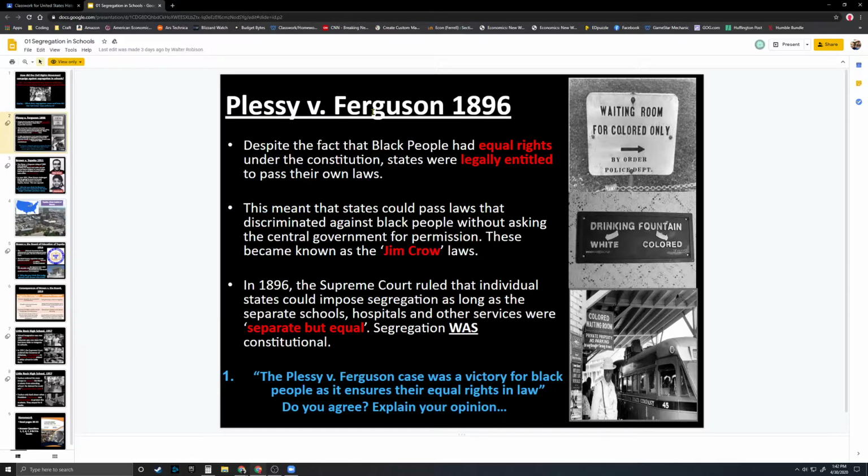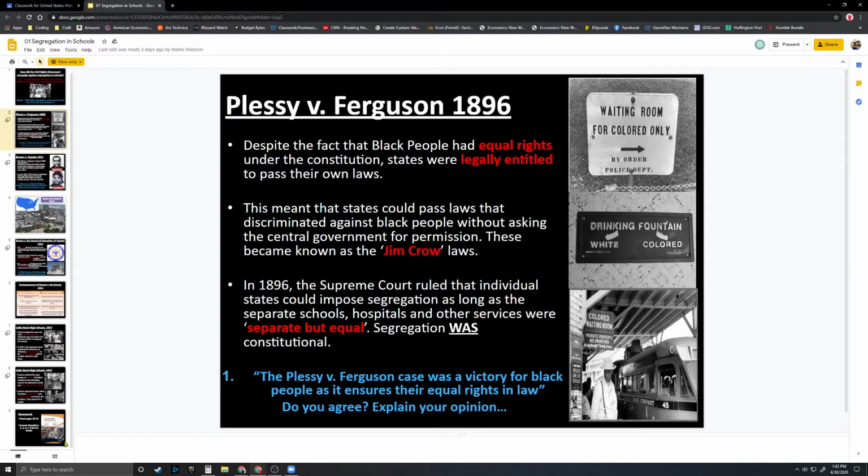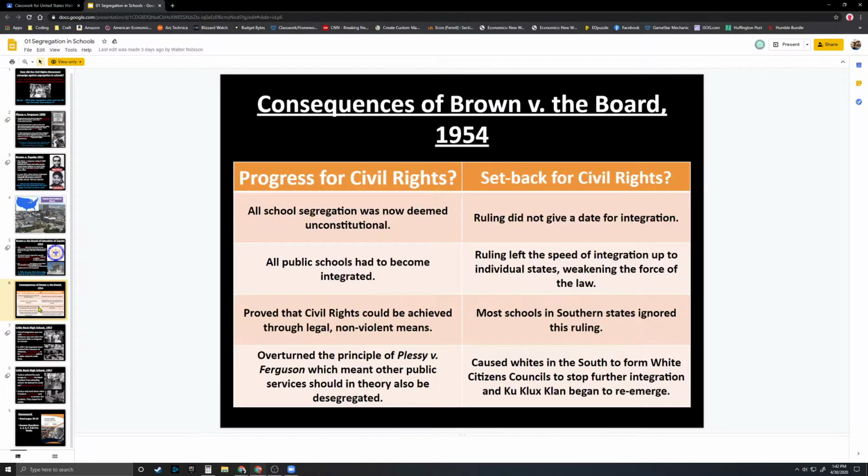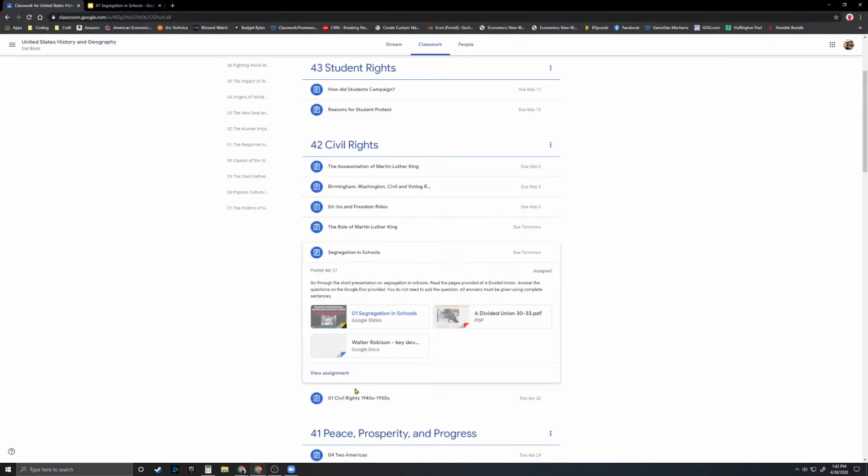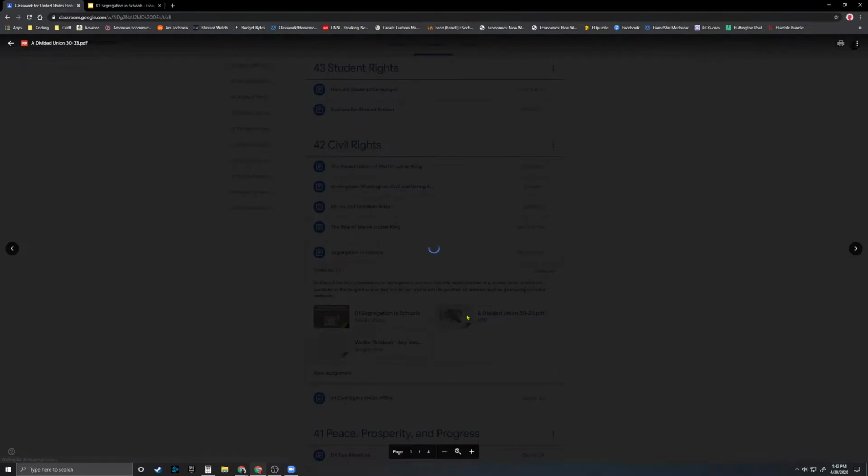This is where legal segregation happens. I'm not going to read this to you because I don't think I need to, but this is a whole 9 slides, 8 of which have information. This one's very important. Now it says read pages 30 to 33 and then answer questions 1, 2, 4, 7, 8, and 9 from the book. So that's over here.